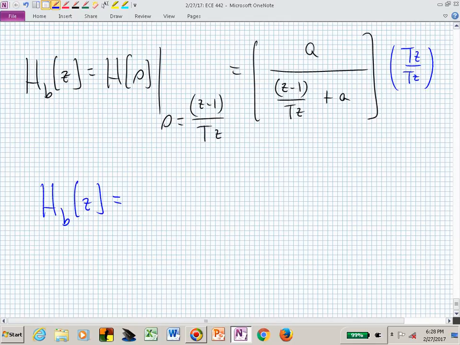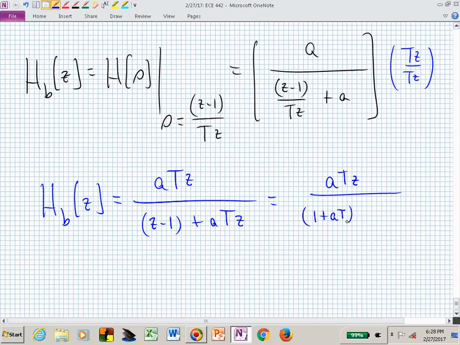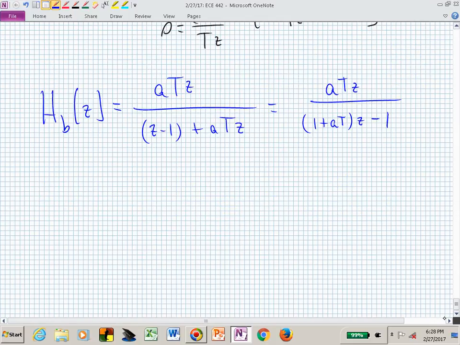Now our transform in the discrete time setting using the backward rule of numerical integration is now a tz over z minus 1 plus a tz, or a tz over 1 plus at times z plus, minus 1. This is a little bit more colorful.